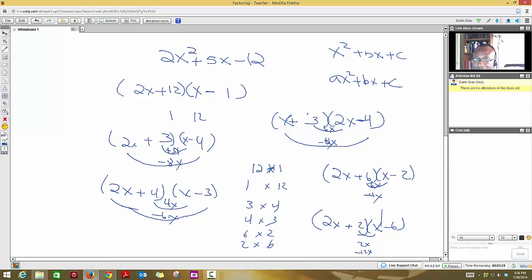Well, what if I put a 4 here, x plus 4, right? And then 2x minus 3, that's a positive 8x, a negative 3x. Bingo! This is our answer. So I went through and looked at all of the different possibilities. And this is how you got to do it to begin with.